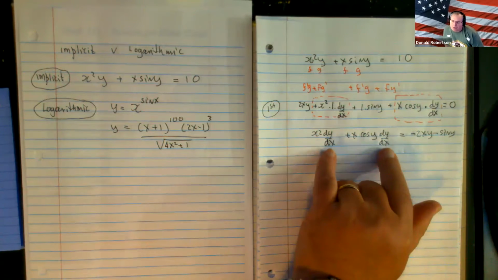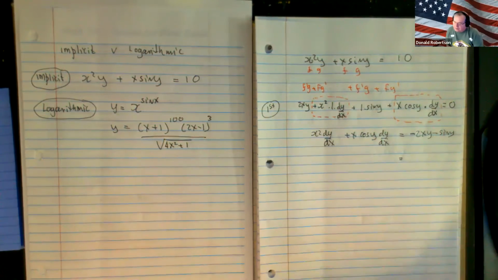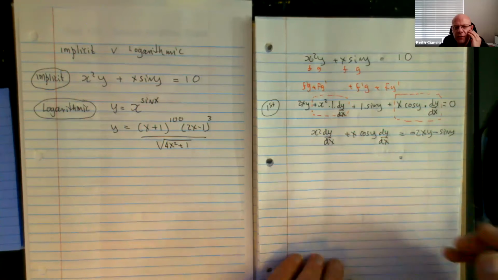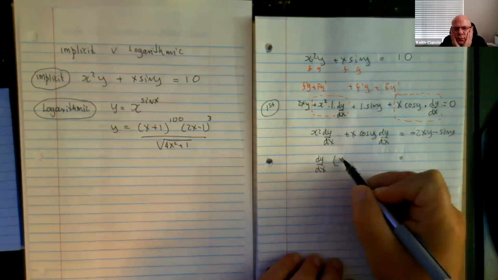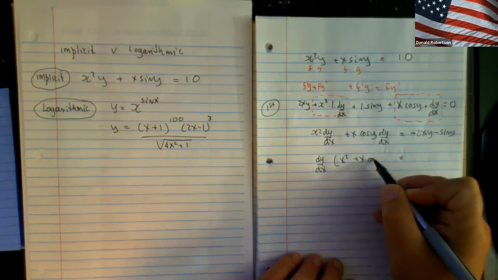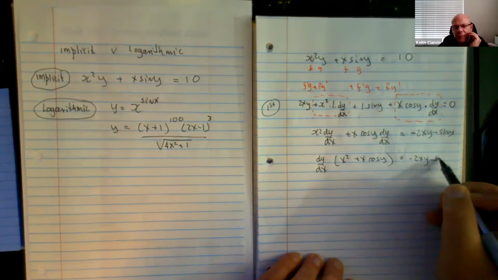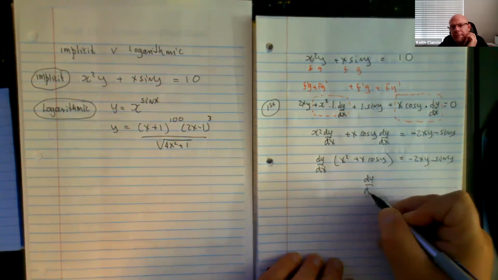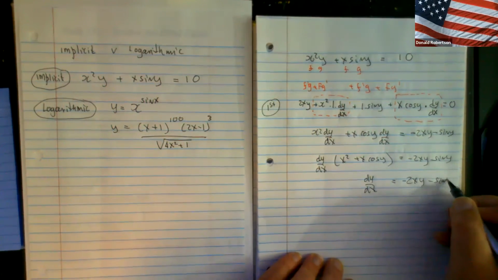Can anybody remember what the next step is, which is also pretty much standard? What I think happens here? You're going to factor out dy by dx. And when you do that, you then have, and then divide both sides by x squared plus x times cosine y. And that again is also pretty standard.